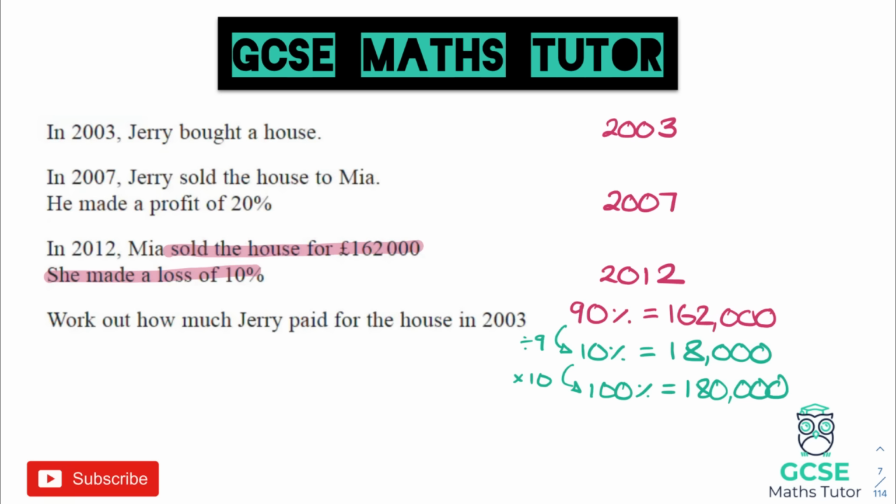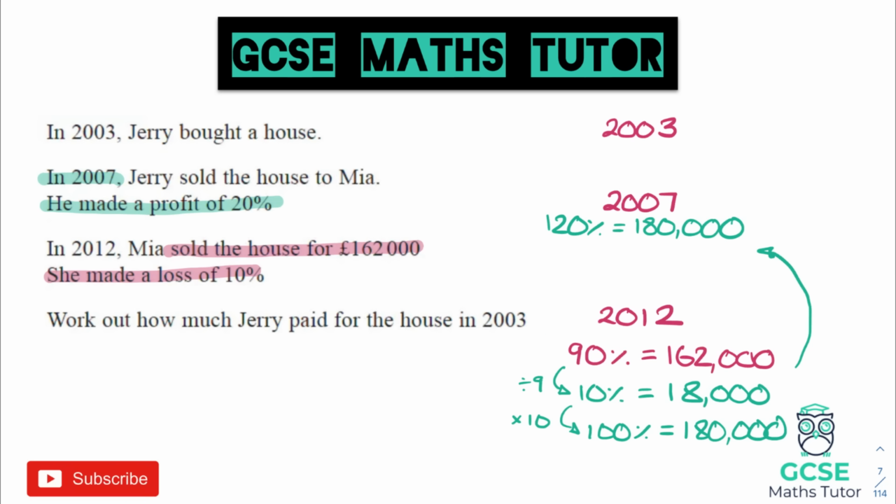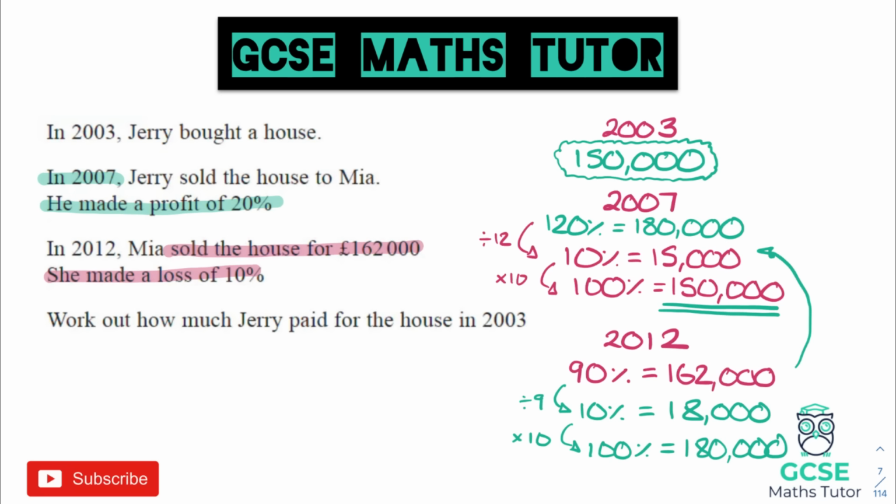Here there was a loss in the final year, so that was 90%, and when we reverse that back to 100%, that can then move into that middle year. Here it was a profit of 20%, so again we can reverse that using our normal reverse percentage method and then get back to our starting number.